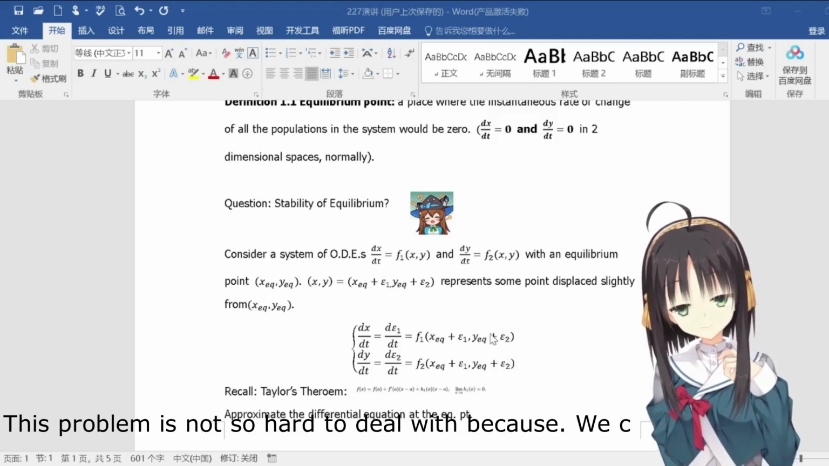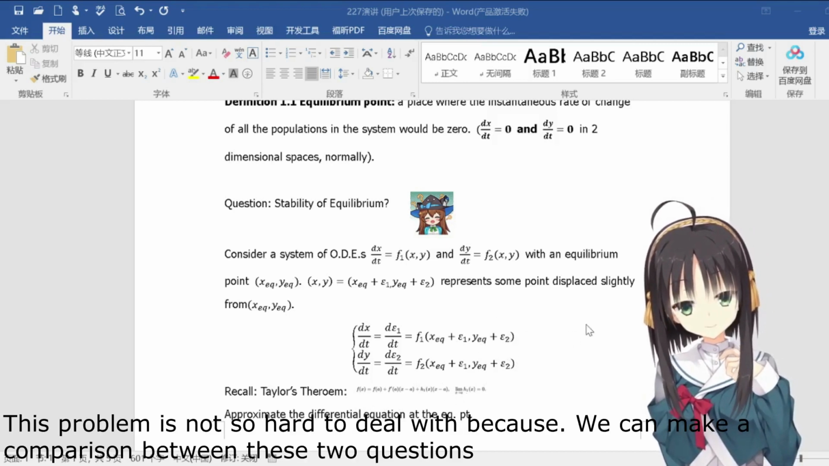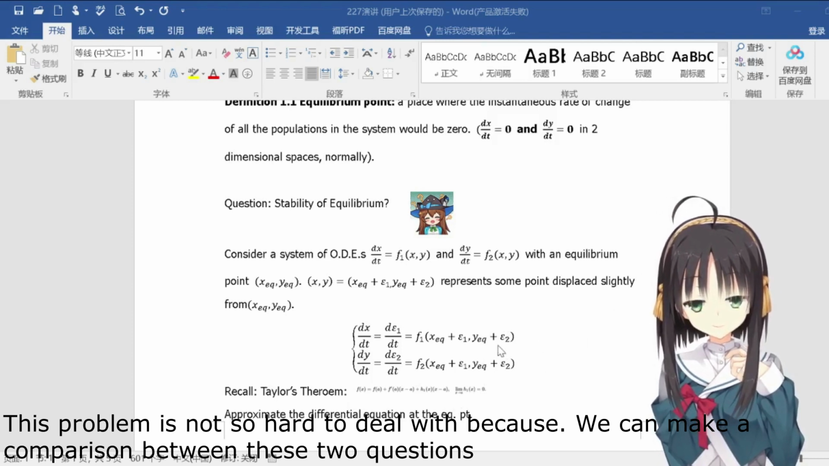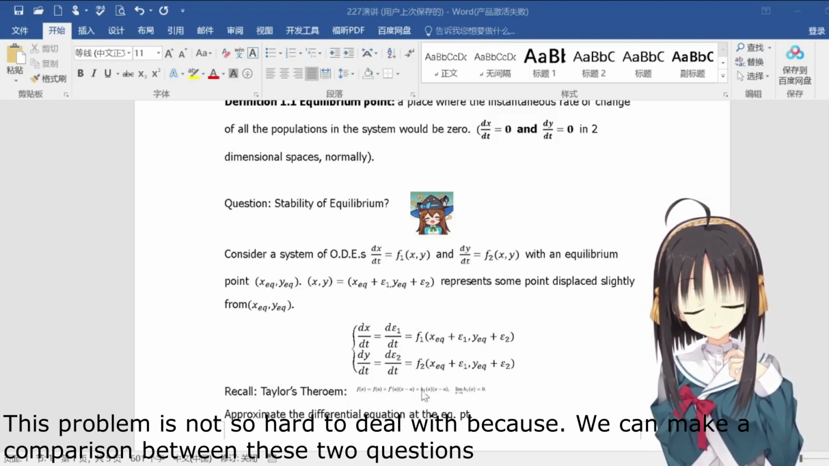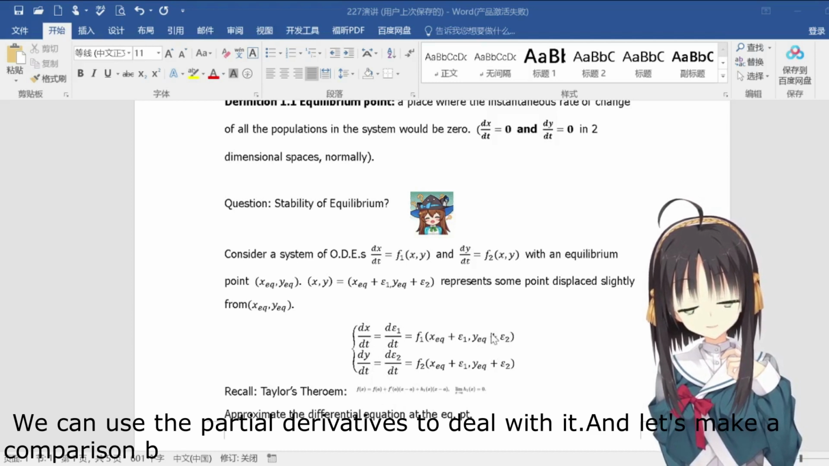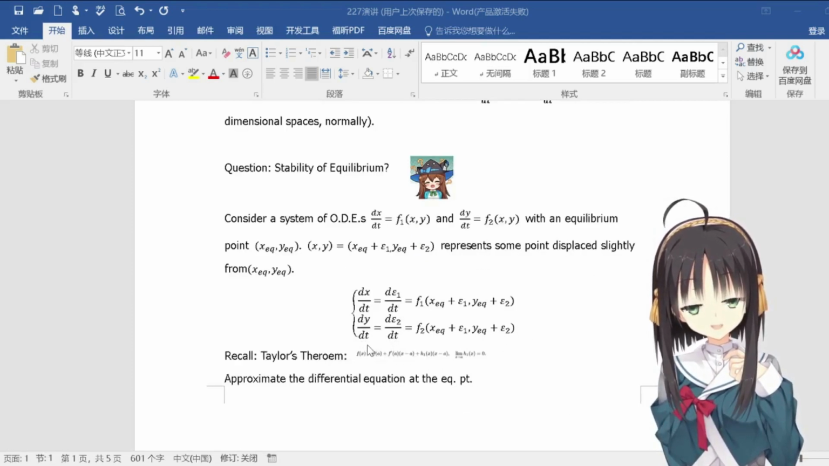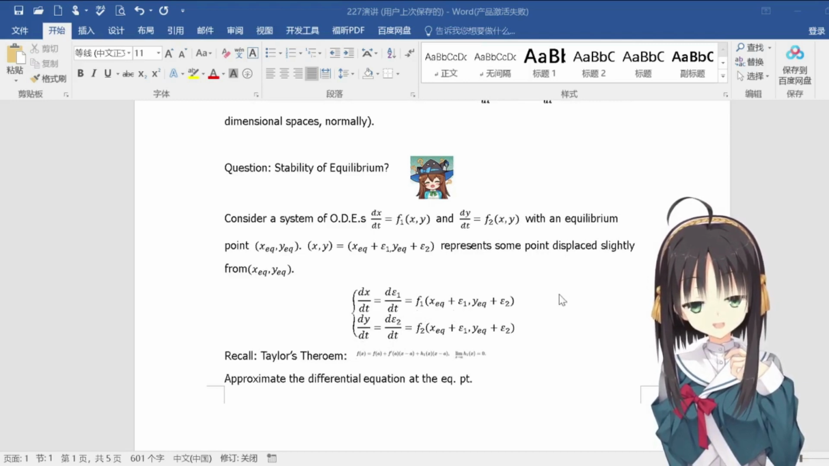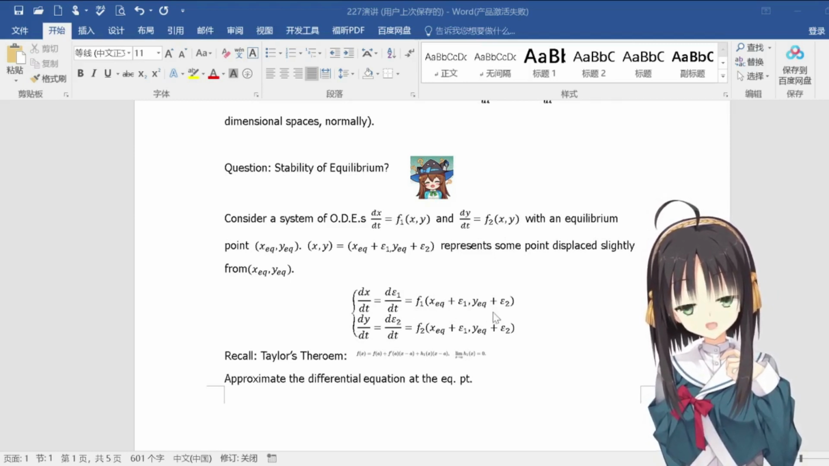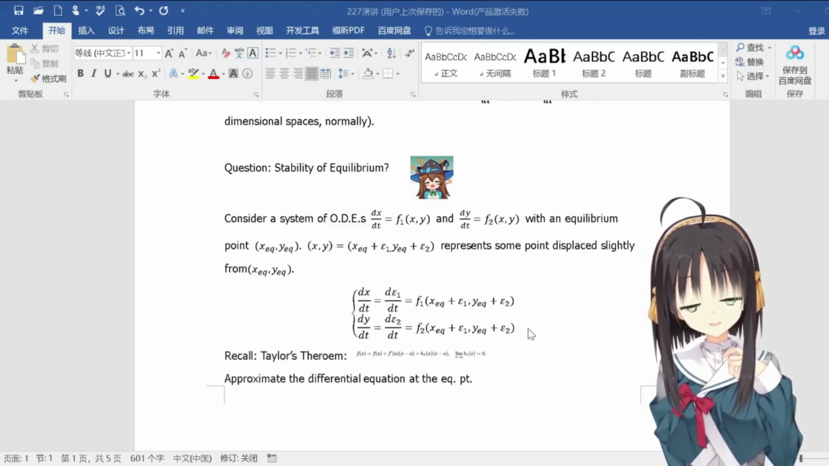But this problem is not so hard to deal with, because we can make a comparison between these two. First, for the derivative in the multivariable functions, we can use the partial derivatives to deal with it. And let's make a comparison. f(x) here, and f(x) in our differential equations is here, f1. Here we will take f1 as an example, and f2 will use the same approach as f1.